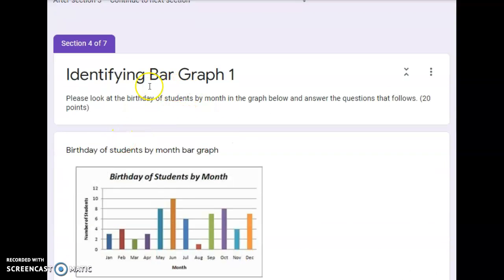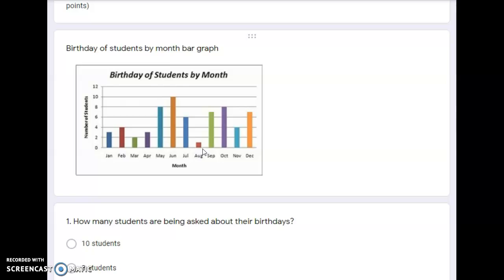Okay, so here, identifying bar graph. Please look at the birthday of the student by month in the graph below and answer the questions that follow. So 20 points. Here is the number of students. So how many students here? There are 12, right? And then here is the number of students, and here is the month. So January, February, March until December.